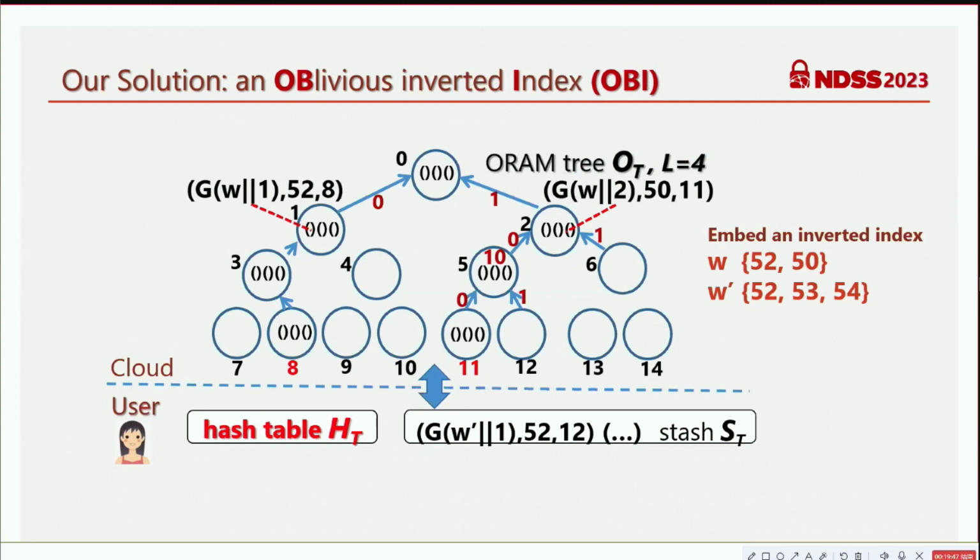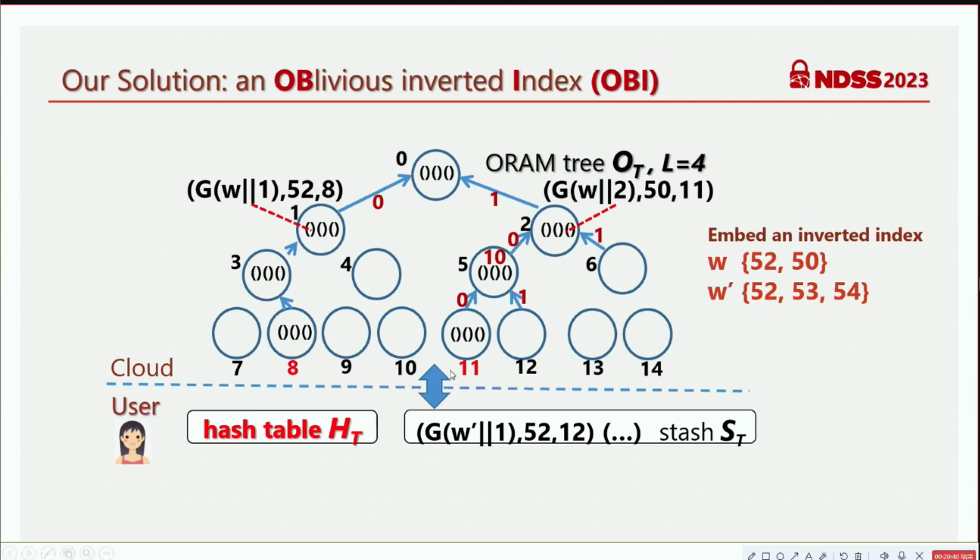OBI is an oblivious inverted index. It is also a key set array. We embed an inverted index into the ORAM tree. The data structure of OBI has three parts: the ORAM tree, OT, the hash table, HT, and the stash set, ST. OT is for data storage. HT acts as the position map of PATH-ORAM, and ST is the local stash set. HT differs from PATH-ORAM in that we simply use a pseudo-random function to compute the positions of data blocks. This helps us save storage space.